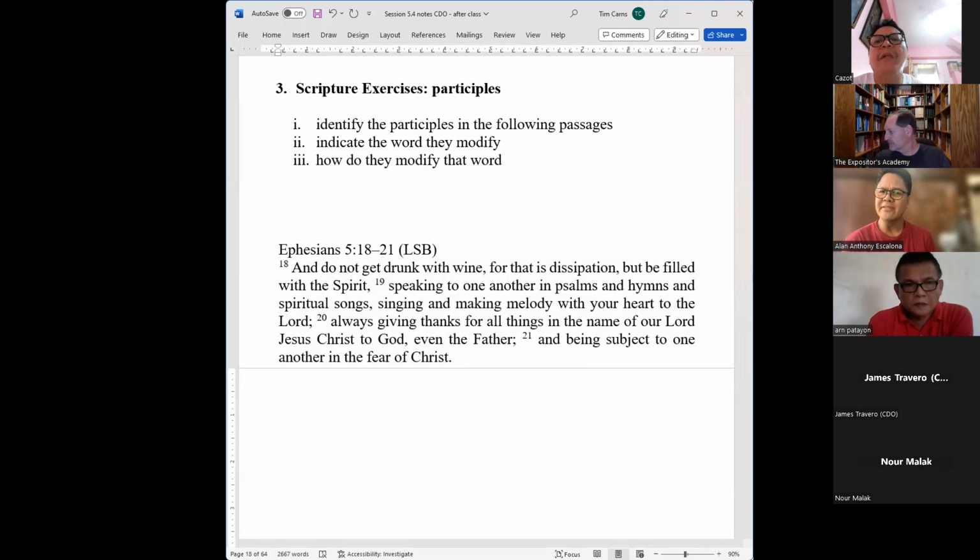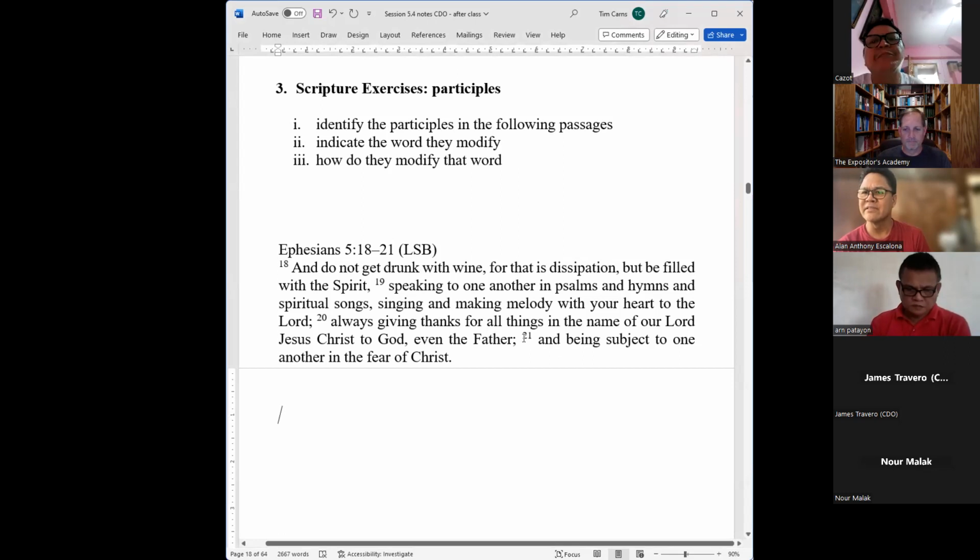Ephesians 5:18 to 21. And do not get drunk with wine, for that is dissipation, but be filled with the Spirit, speaking to one another in psalms and hymns and spiritual songs, singing and making melody with your heart to the Lord, always giving thanks for all things in the name of our Lord Jesus Christ to God, even the Father, and being subject to one another in the fear of Christ.